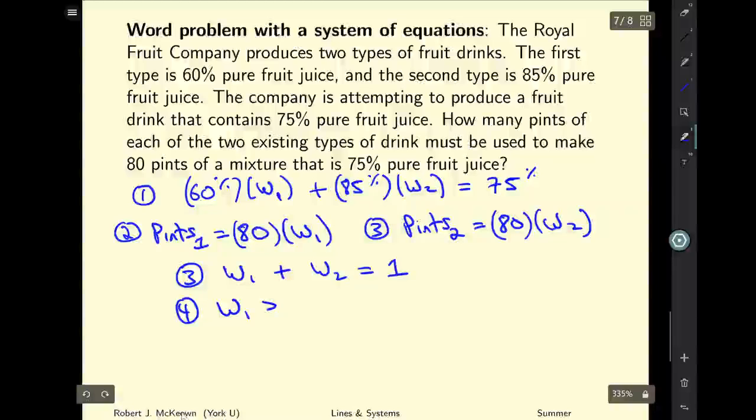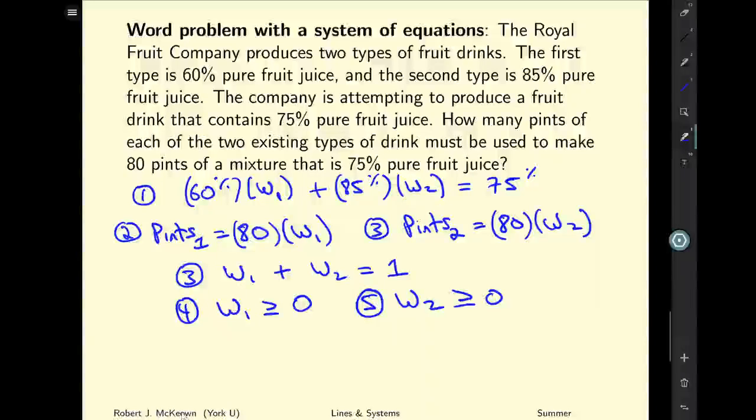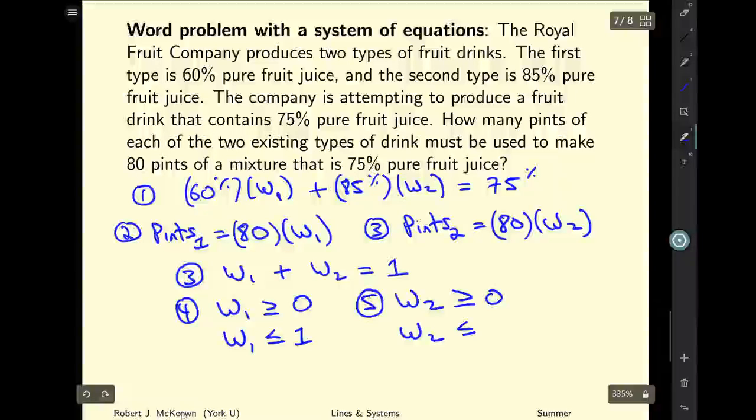So how much of the first juice type we use has to be greater than or equal to 0. And similarly, the weighting on the second type also has to be greater than or equal to 0. And it can't be greater than 1. It can't be greater than 100%. Can't use more than 100% of one juice type. We can't do that. That would be physically impossible. So now we've got a whole bunch of expressions that can help us solve a word problem like this.